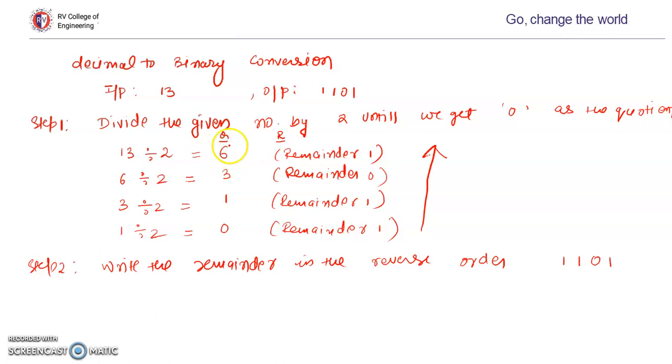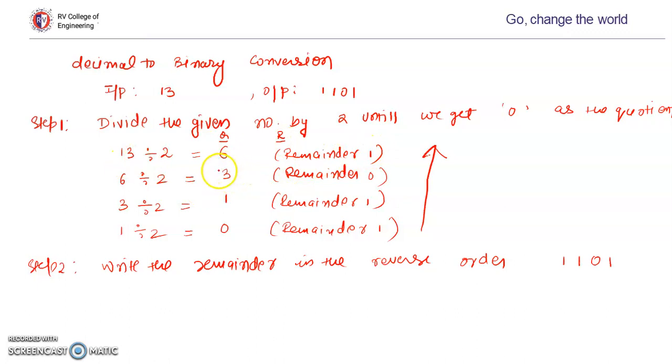Next time I will take 6 as the number. Now 6 divided by 2: 2 threes are 6, so we get 3 as the quotient, and since 6 is divisible by 2, the remainder will be 0. And when we divided 13 by 2, 2 sixes are 12, so the quotient is 6 and the remainder is 1.